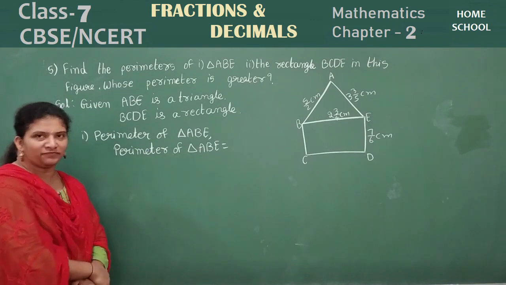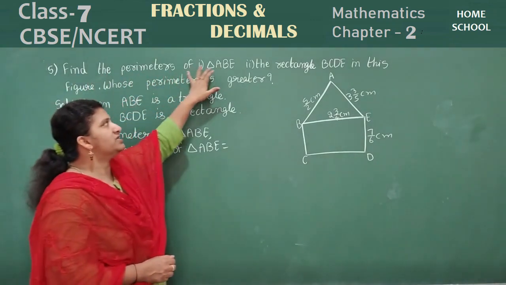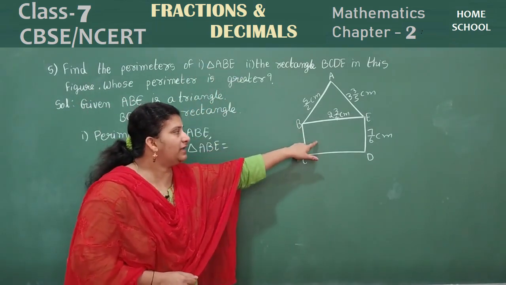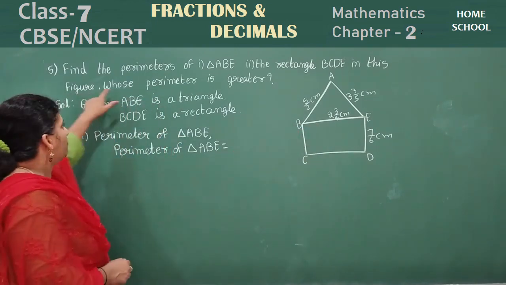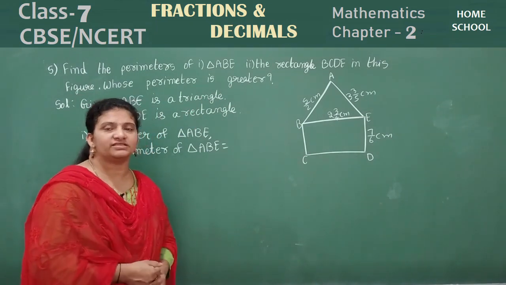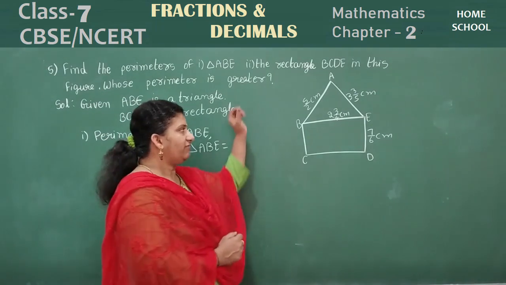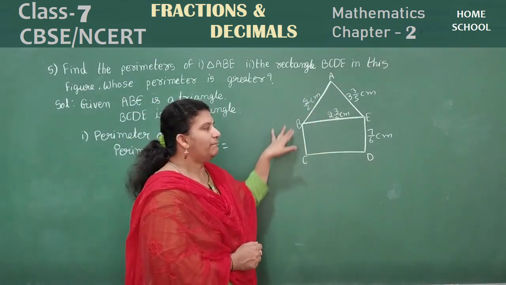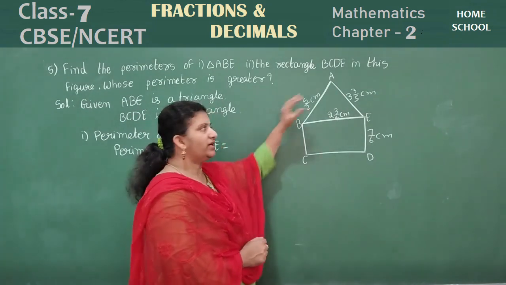Okay, let's see the fifth problem now. Find the perimeters of triangle ABE and the rectangle BCDE in this figure. Whose perimeter is greater is your question. So what is given here, children? They have given a triangle ABE and rectangle BCDE. Right?